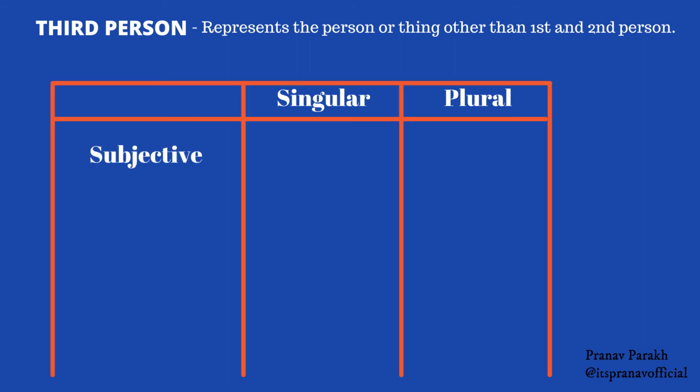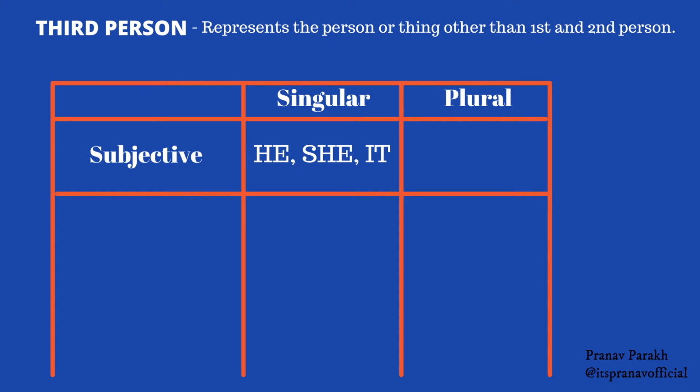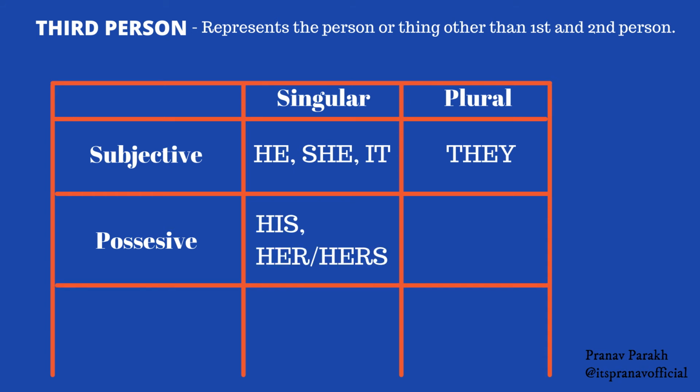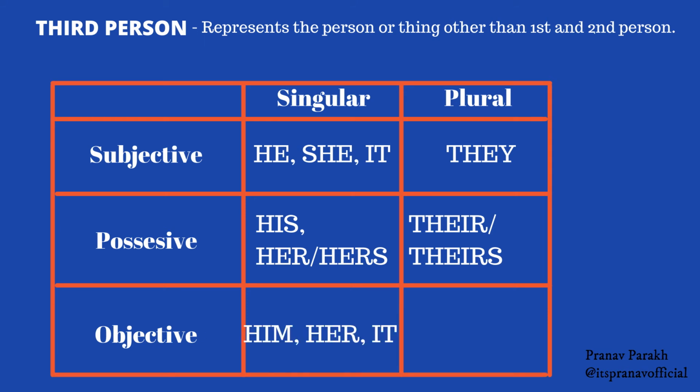They are subjective, and they denote he, she, it, and plural they. Possessive: his, her, or hers in singular, and their or theirs in plural. Objective: him, her, it, and them. Let's take some examples again in two forms, singular form and plural form.